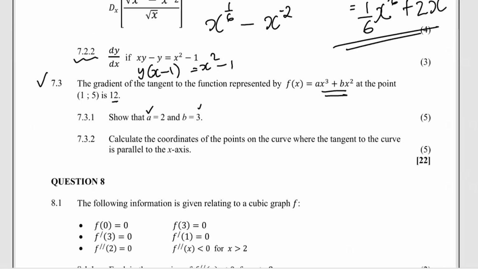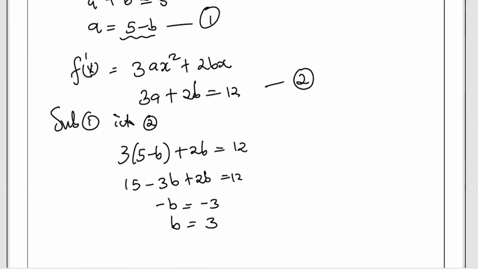Is that what they told us? Perfect. Then for us to get a, we substitute into equation 1. So it's a equals 5 minus 3, which becomes 2.